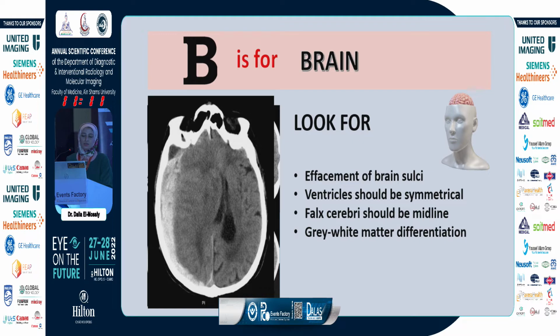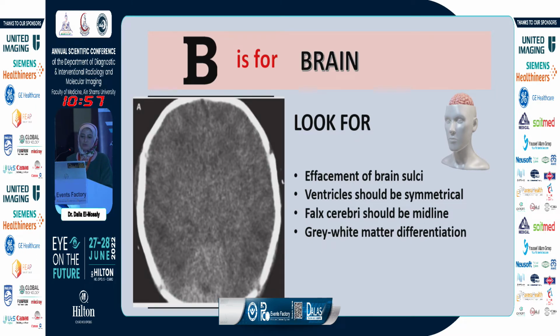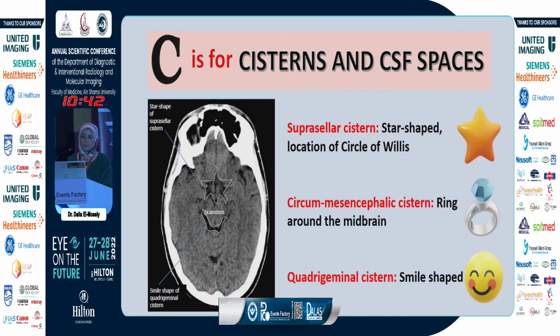In this case of subdural hemorrhage, there is effacement of brain sulci, midline shift, effacement of the ipsilateral lateral ventricle, and subfalcine herniation. In this case of diffuse brain edema, there is diffuse effacement of brain sulci and loss of gray-white matter differentiation. Note the cerebellum appears hyperdense compared to the surrounding brain parenchyma. It shows the white cerebellum sign.